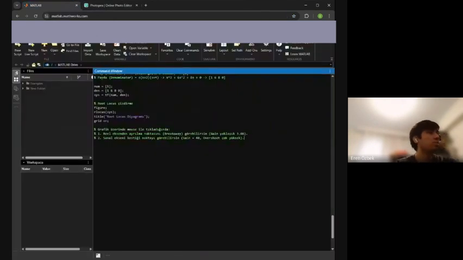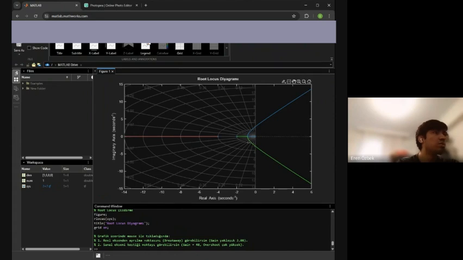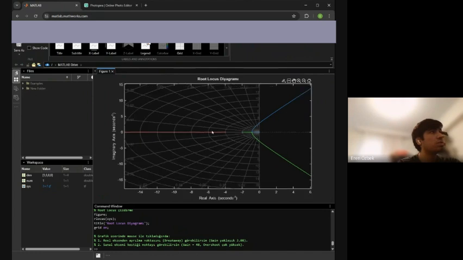If you run this code in MATLAB, you see something like this. This point is -2, this point is 0, this point is -4, and this point is -0.845. And this is the diagram.